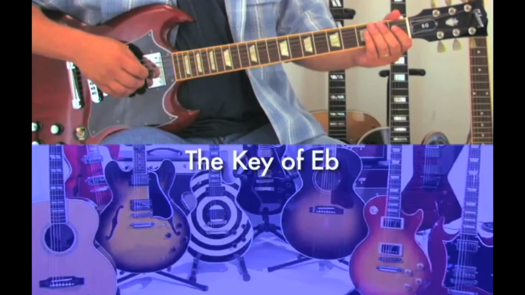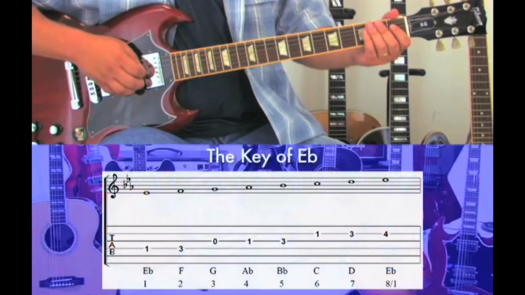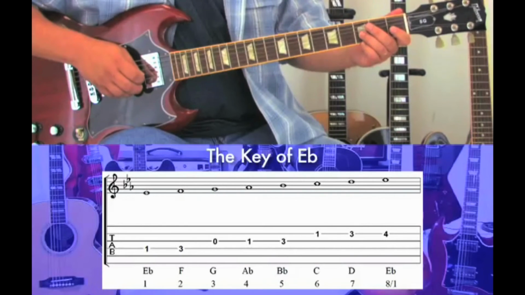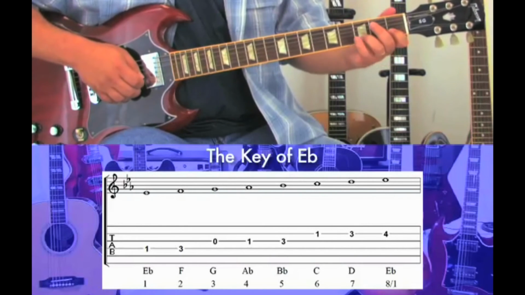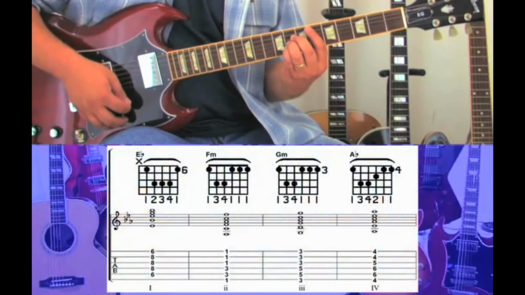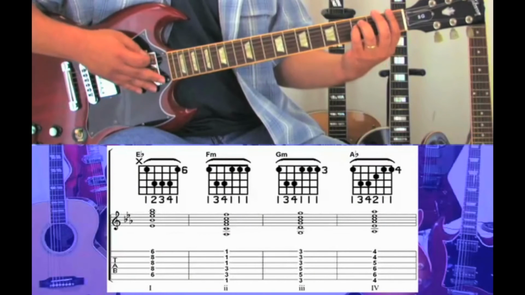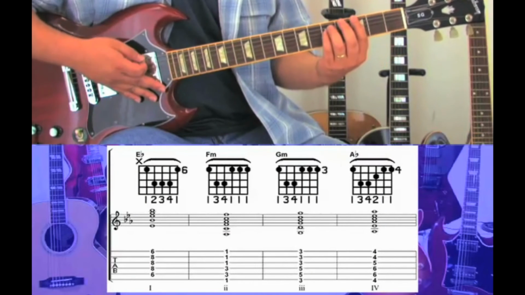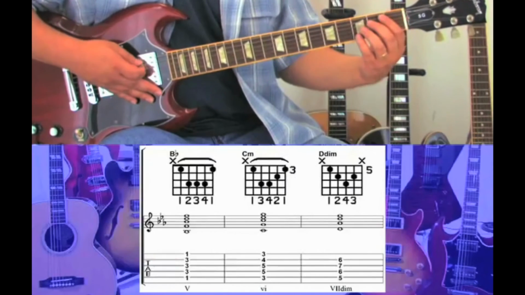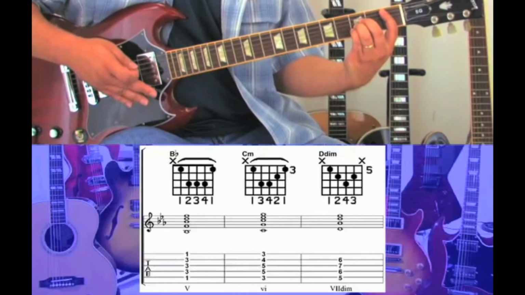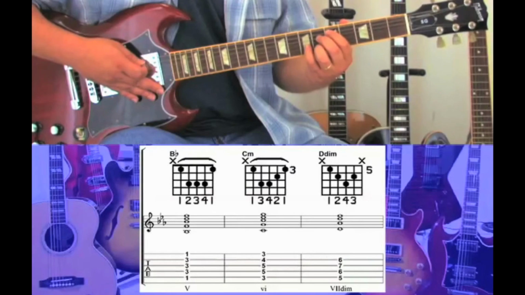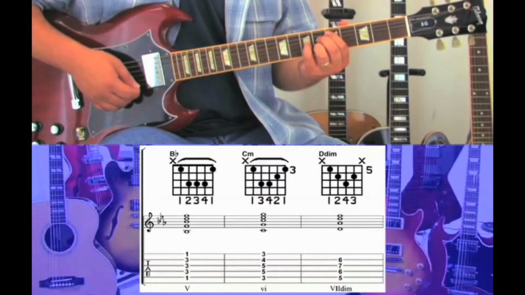E flat uses 3 flat notes in its key signature. The scale notes are E flat, F, G, A flat, B flat, C, D, E flat. E flat is the 1 chord, F minor is the 2, G minor is 3, A flat is the 4 chord, B flat is 5, C minor is the relative minor or 6 chord, and D diminished makes up the 7th chord.